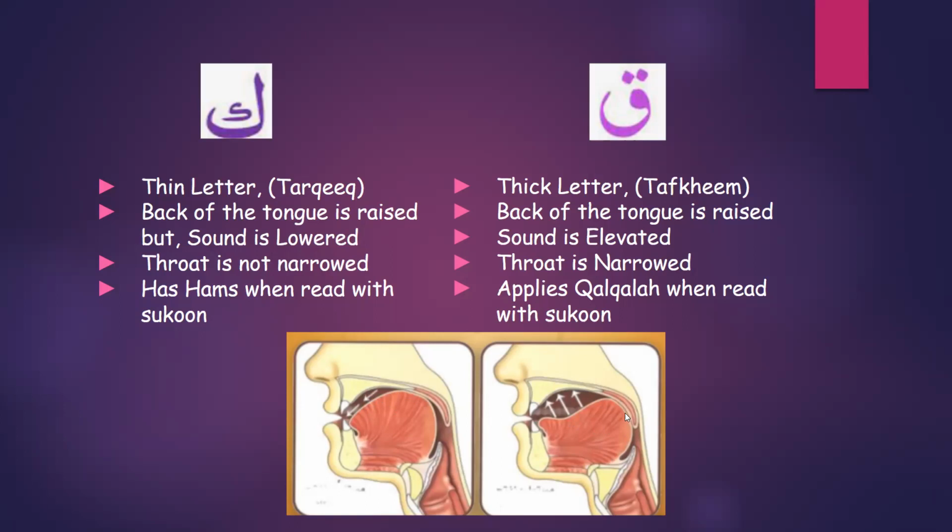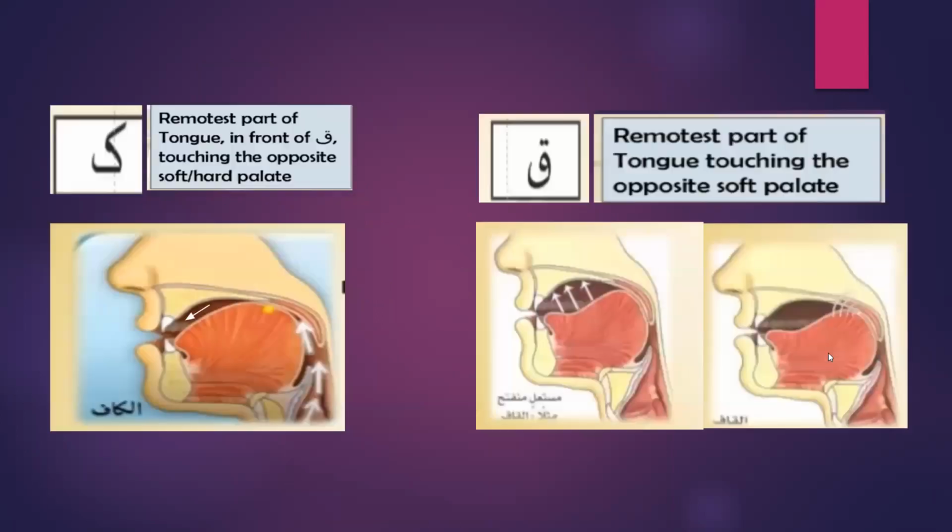For the letter qaf, since the back of the tongue is raised and it's covering the whole of the soft palate, that results in the throat being narrowed. For the letter kaf, the throat is wide. It's not been narrowed. When you read the letter qaf with the sukoon on it, and you join it with another letter before it, which should have a haraka, what happens? The sound will be blocked. As you have seen there, the sound will be blocked.